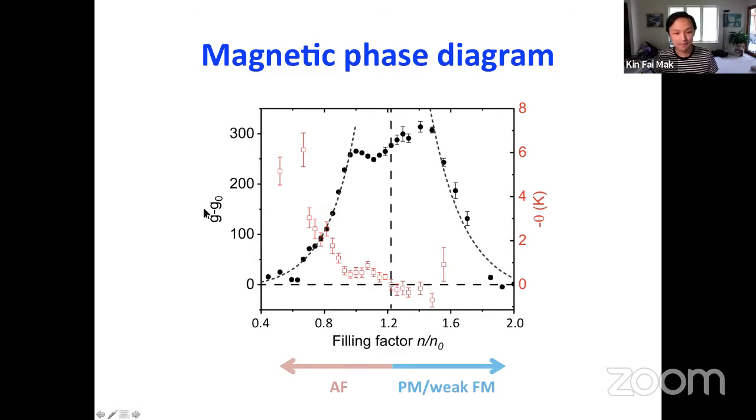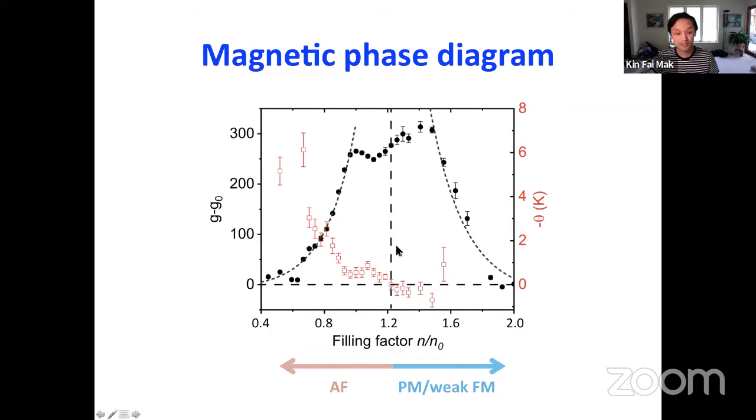And at the same time, I also show the magnetic susceptibility at low temperature. And you can actually see that the magnetic susceptibility tends to diverge near this 1.2 filling factor. So combining these two measurements, meaning the vanishing Curie-Weiss temperature around a filling factor of 1.2 and the seemingly diverging magnetic susceptibility of the system at low temperature around this filling factor, would suggest that there may be a quantum critical point around here, a magnetic quantum critical point around this filling factor here.